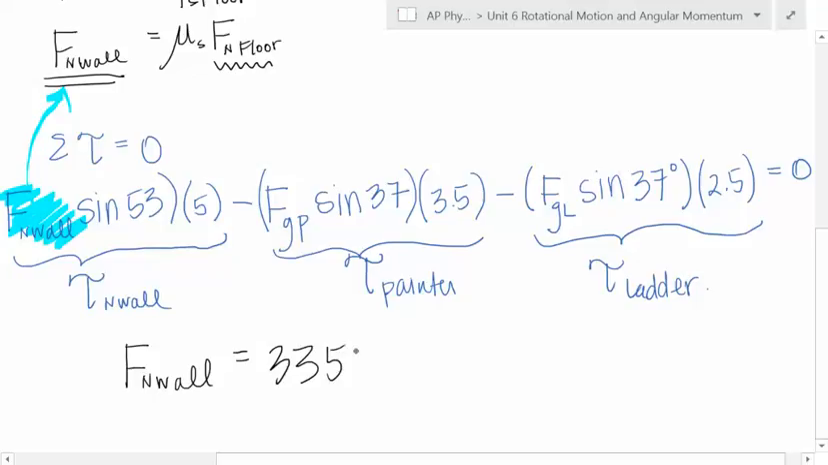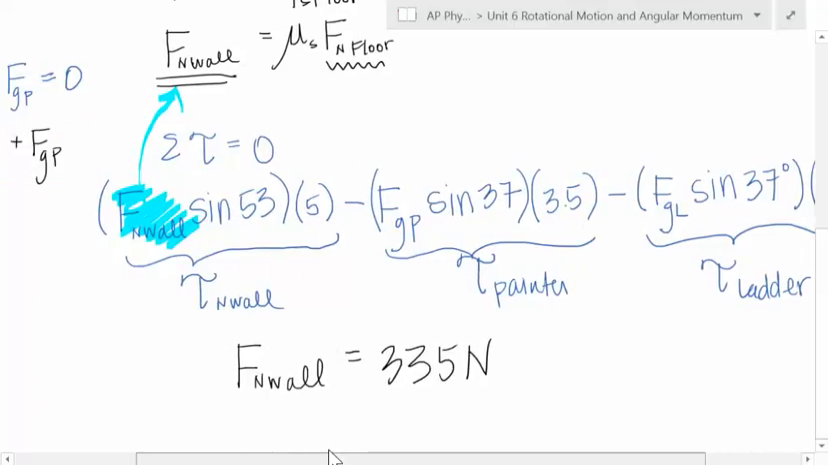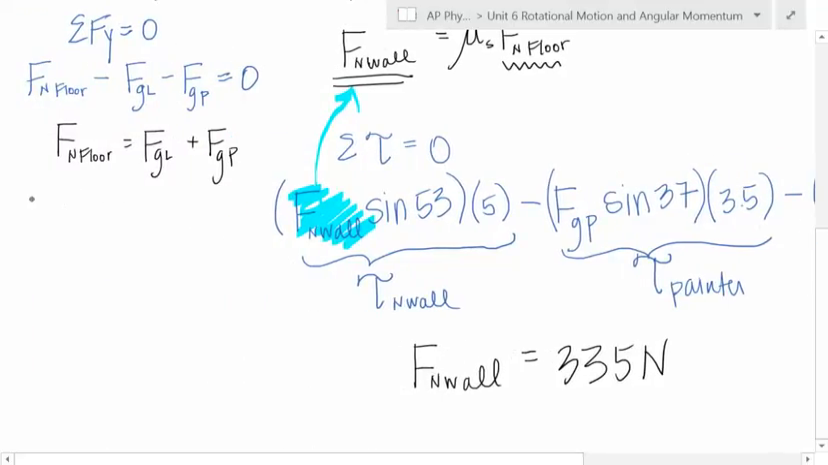I believe if you rearrange and solve for the normal force applied by the wall, you will get 335 newtons. And then over here, if we're looking for the force normal from the floor, and we add up the weight of both the ladder and the painter, we'll get 670 newtons. I just do M times G plus M times G. And then this is substituting M times G, sine 37, doing all the math out. So I'll leave that as an exercise for the student, so you can go back and check that.